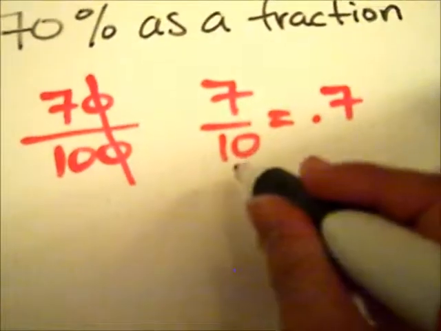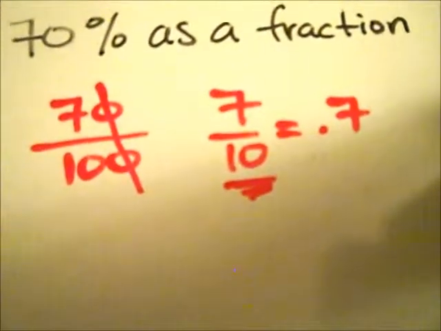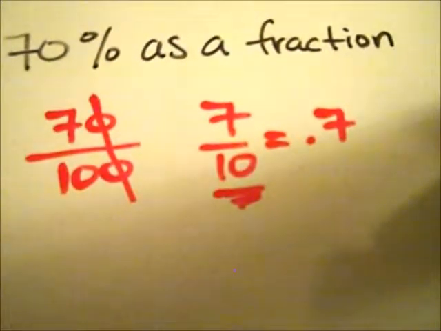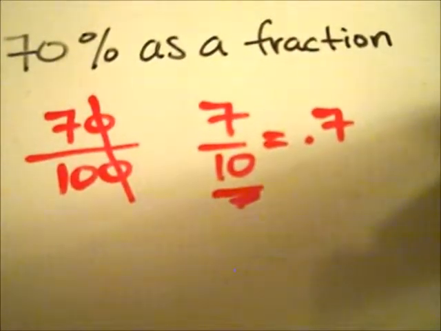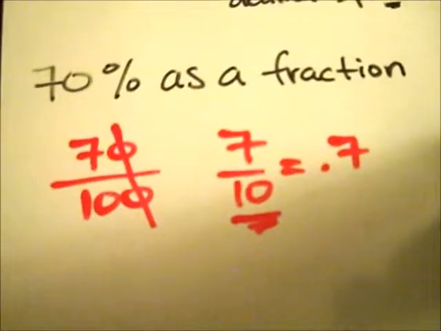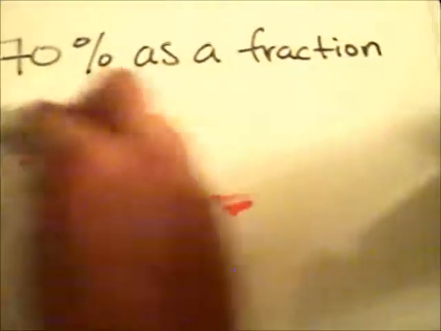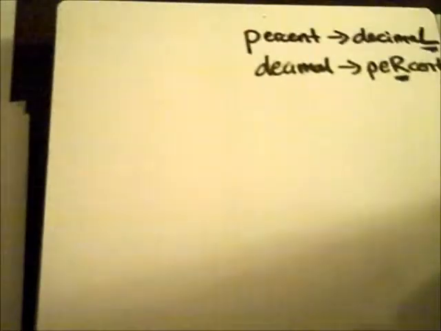Because it's in the 10th spot there. If it's over 10, it's in the 10th spot. 7 is in the 10th spot. If we added a 0 after that 7, and we move the decimal 2 spaces to the right to create a percent, we would get 70%. All these are equal. Okay, let's move on.